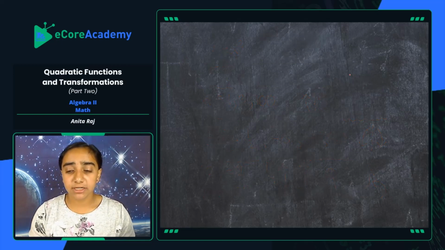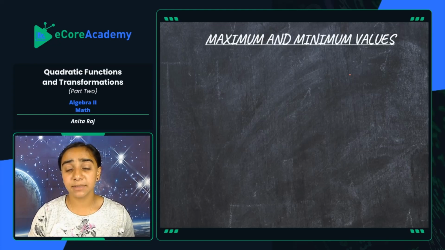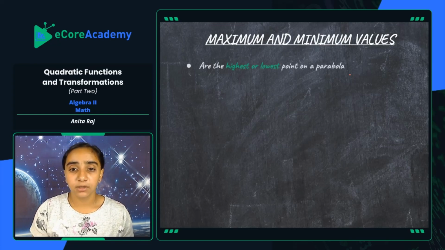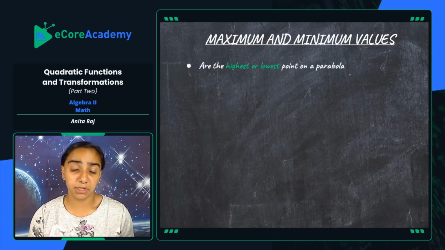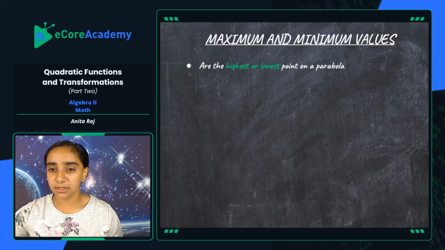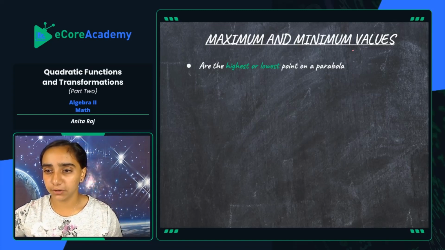Okay, everyone, let's transition into maximum and minimum values. For many of you who are confused about the vertex and the peak or the lowest point of the parabola, let's go over it right now with maximum and minimum values. The maximum and minimum values, as the words maximum and minimum mean, are the highest or the lowest point on a parabola. So let me draw two parabolas right over here.